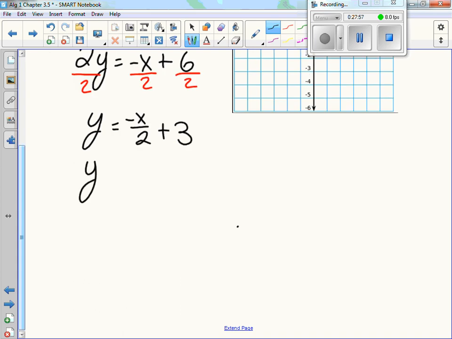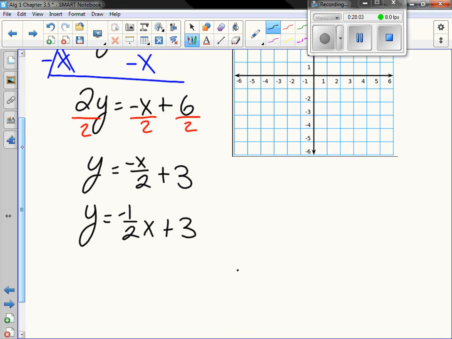Now, really, we can say that this is negative 1/2 x plus 3. We can rewrite that. Those are the same. Negative x over 2 and 1/2 x are the same thing. We're just moving the x out of the numerator. Now, our slope for this equation would be what? Negative 1/2. And the y-intercept would be 3.